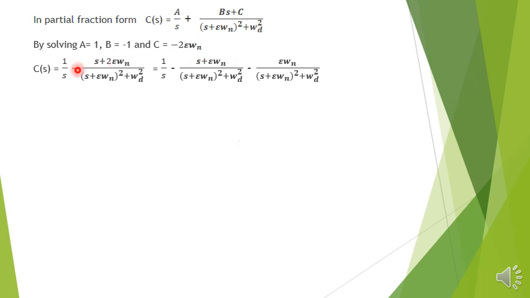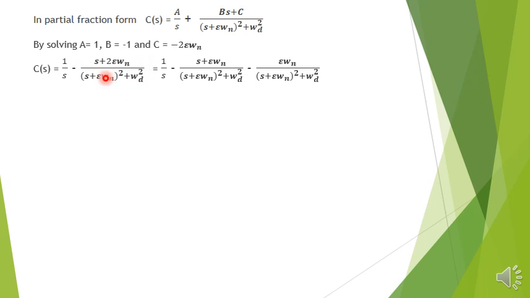So based on that, C of s becomes 1 by s minus, taking the minus outside because both are minus 1 and minus 2 zeta omega n, s plus 2 zeta omega n divided by s plus zeta omega n whole square plus omega d square. Now to find the inverse Laplace transform, this is not the Laplace transform of any standard time domain function.